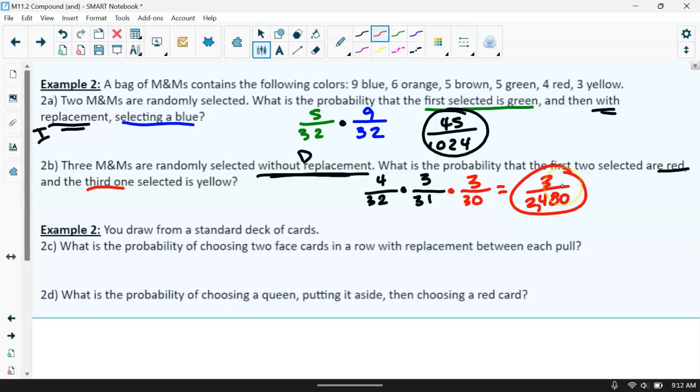You have a 3 out of 2,480 chance of that situation occurring. That's what that probability means.